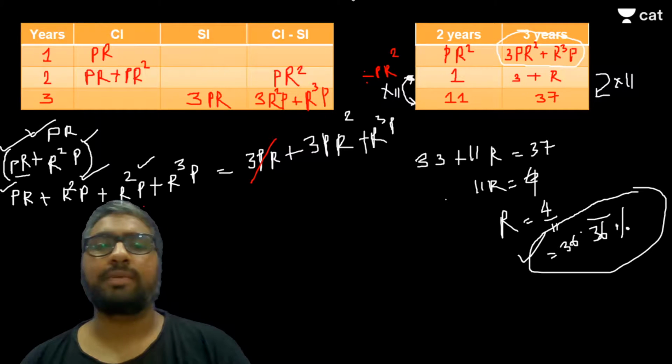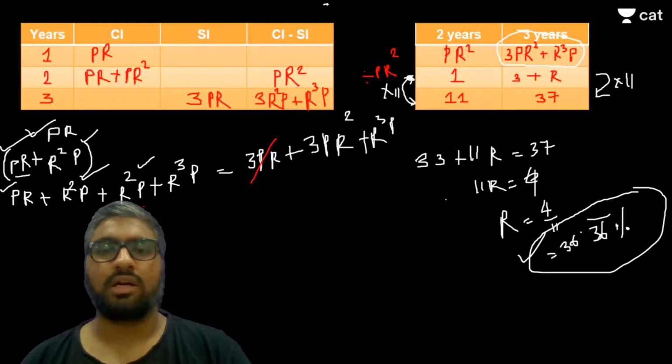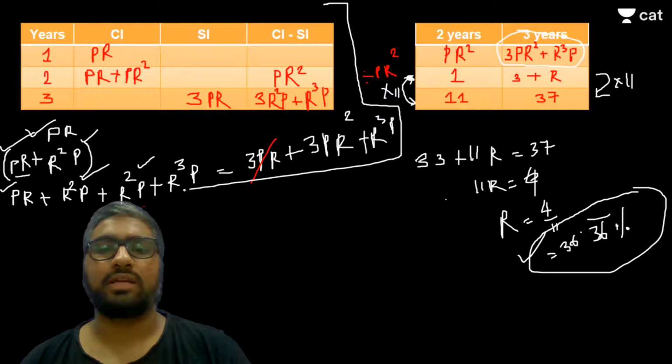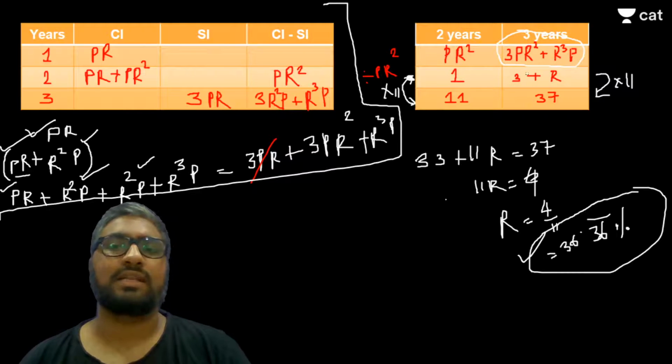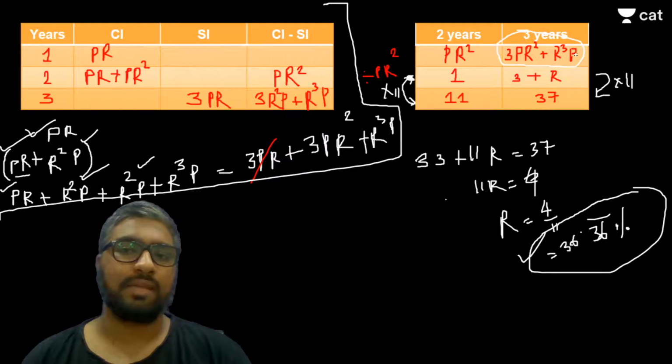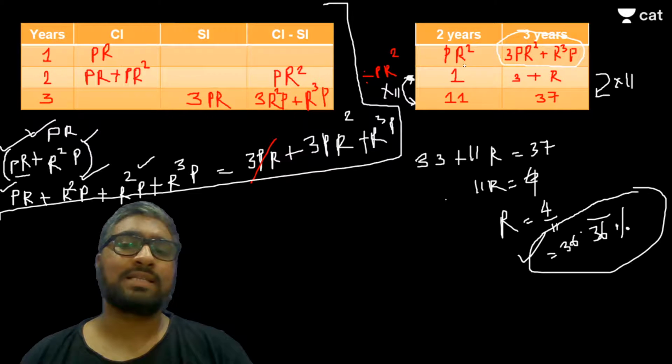The shortcut would be to avoid all of this calculation. Directly remember: 2 years difference is PR square, 3 years difference is 3PR square plus R cube. What I'm doing is dividing everything by PR square so that I do not have any variables left.